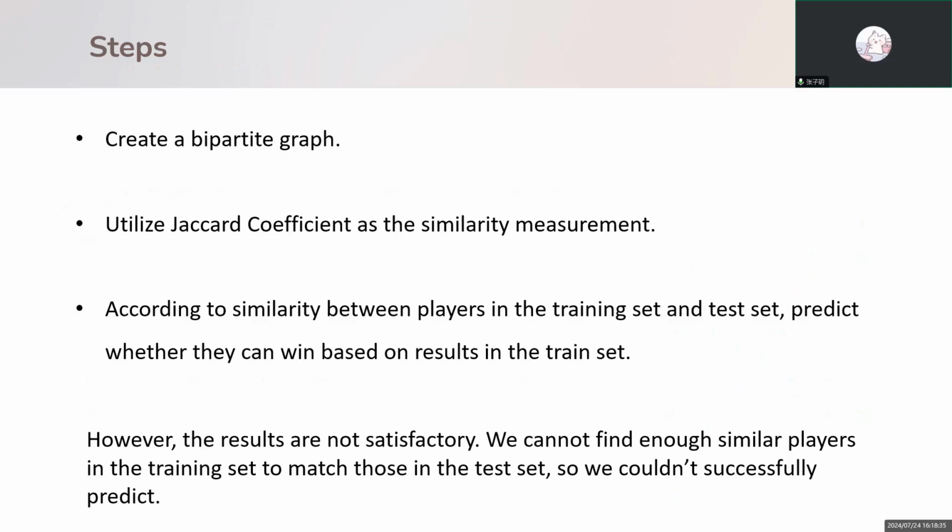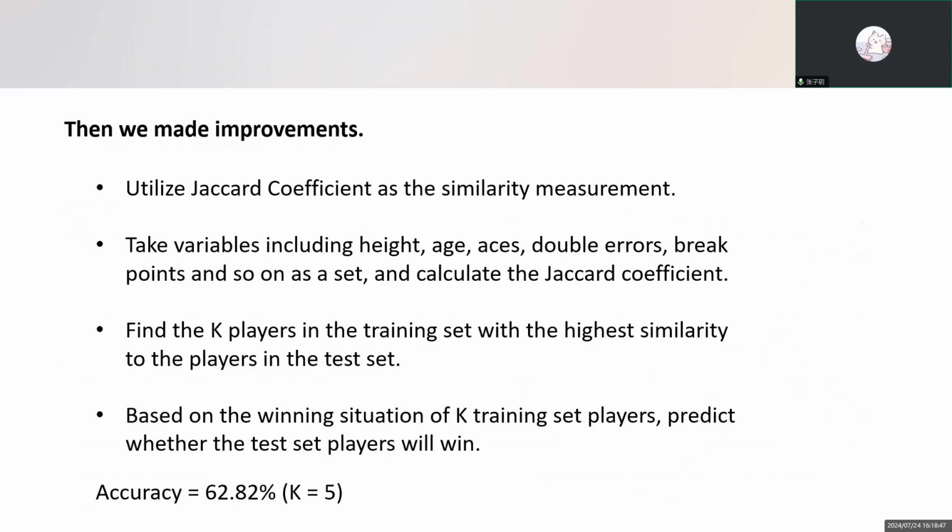However, after applying all the methods, we found that based on all the features, it is difficult to find enough similar players from the training set to match those in the test set. Therefore, we made a little improvement by giving up the bipartite graph, but still utilize the Jaccard coefficient as a similarity measurement. Firstly, we take all the variables as a set and calculate the Jaccard coefficient.